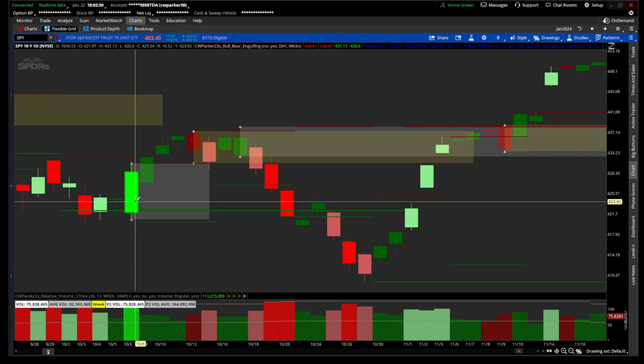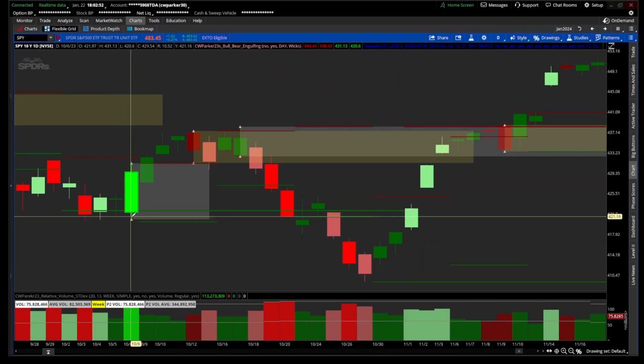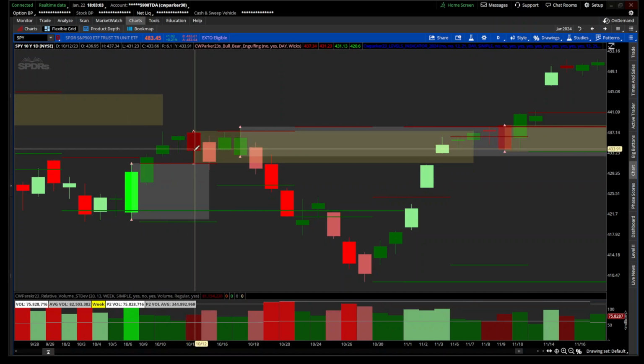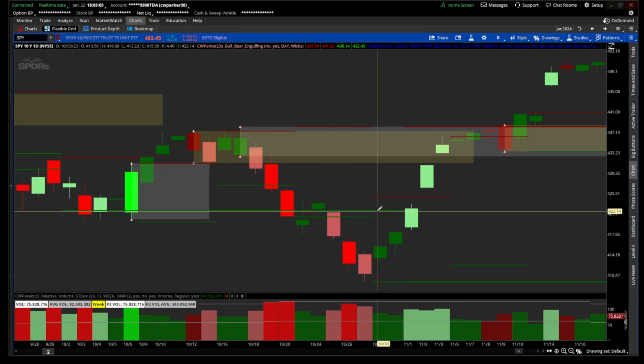For me, it represents volatility. Here, it took out the prior low, then took out the prior high, and for me, that's volatility to the upside. Exact opposite here, when it took out the previous high and then took out the previous low, that is volatility to the downside.